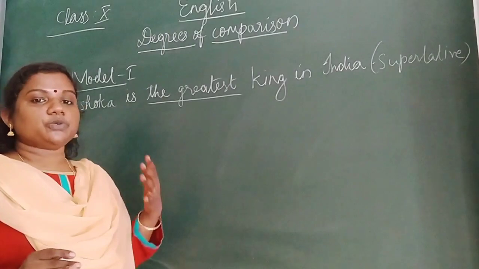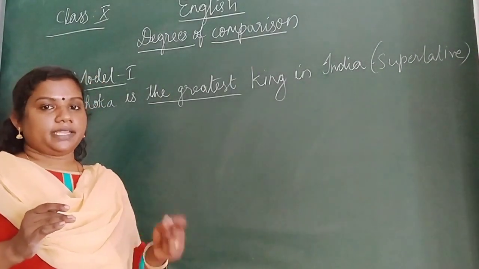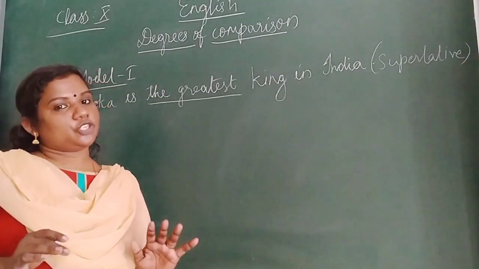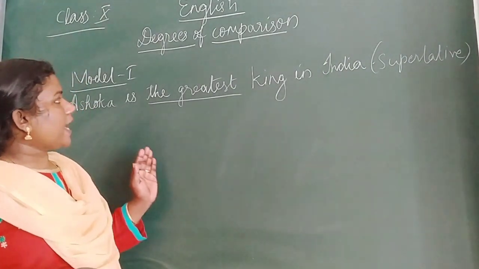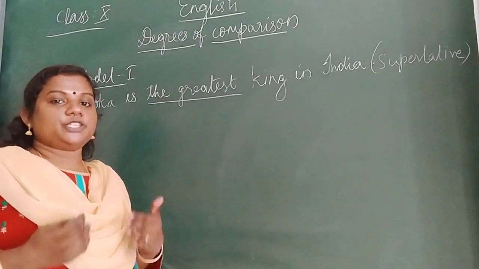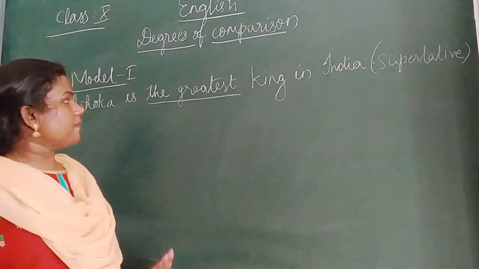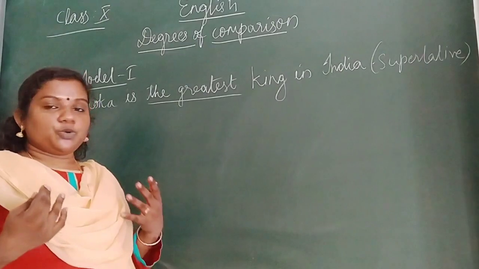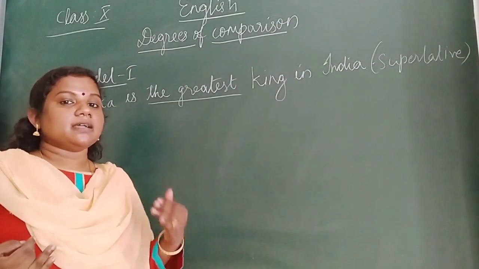Now we are going to see transformation of these degrees. It is an SSLC examination two-mark short question. So you have to learn how to transform these sentences from one degree to other degrees. That is the lesson today. To understand it we will learn models. Three models are there, and in this class we are going to see two models.